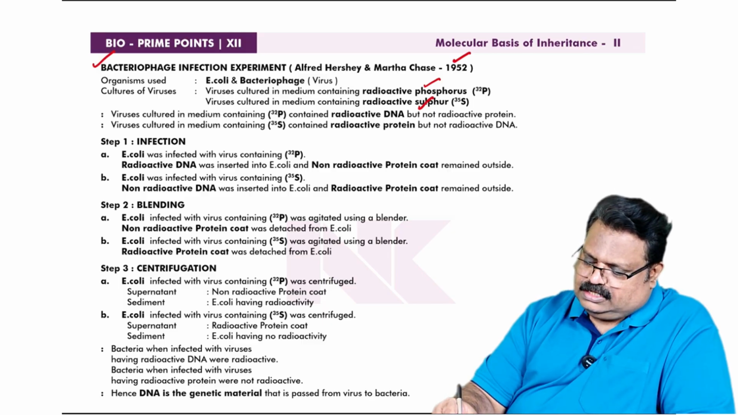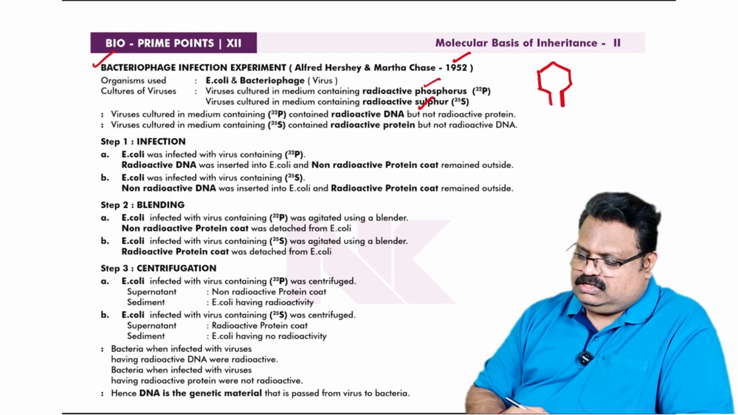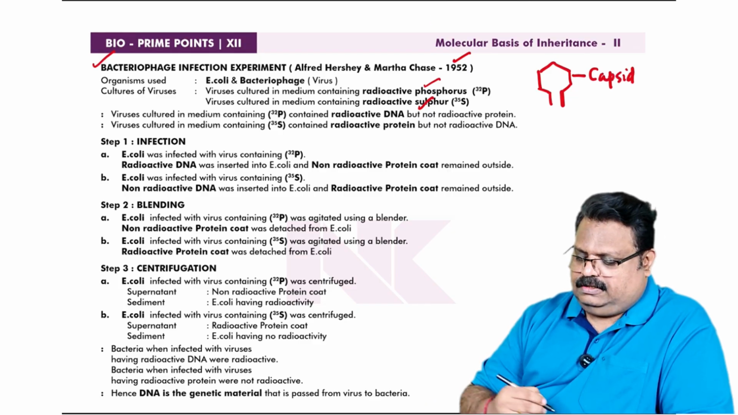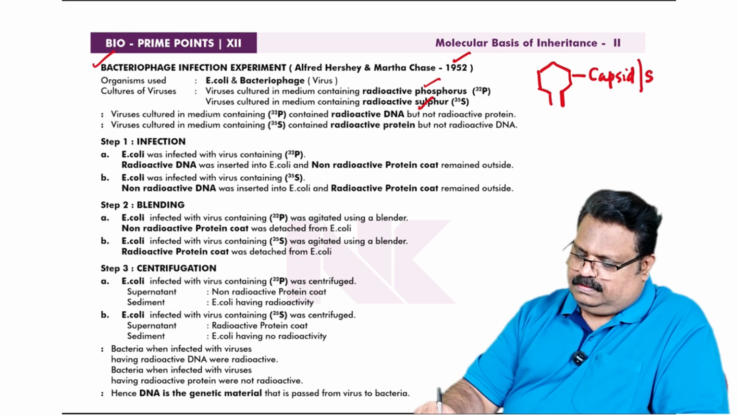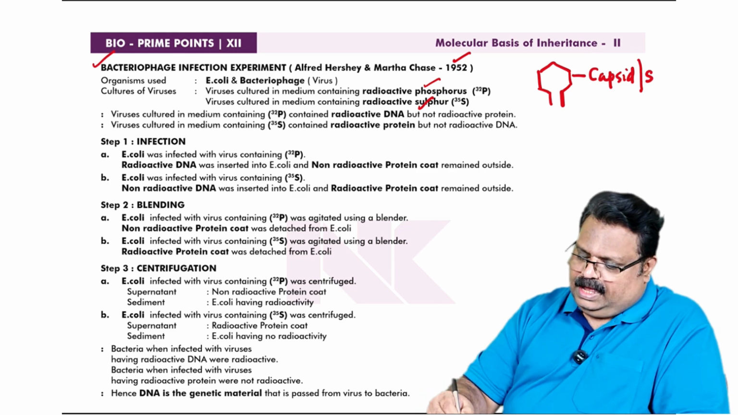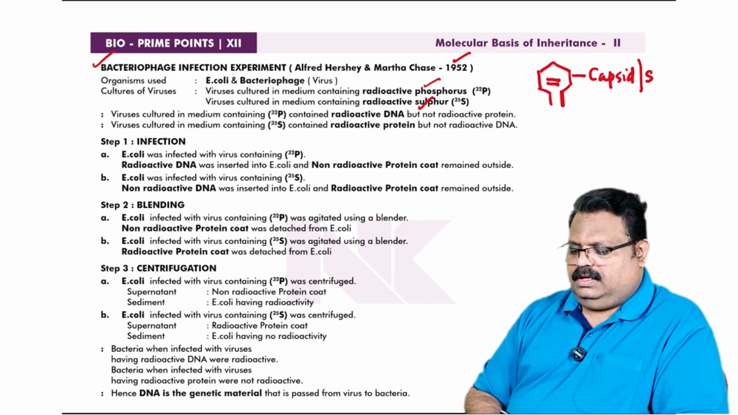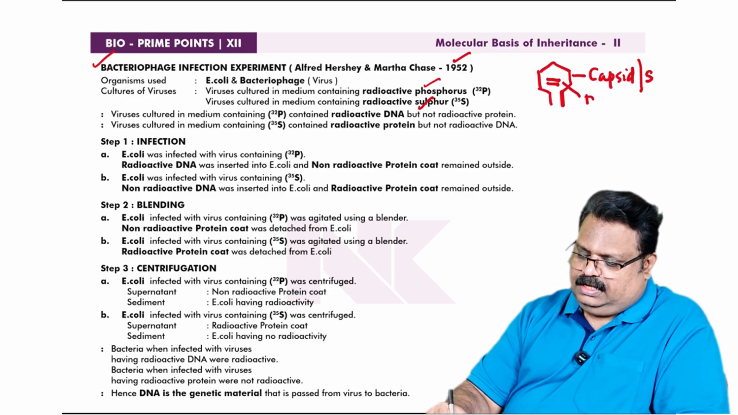In the case of a bacteriophage virus, you can see its body consists of two types of structures. There is a protein coat, called a capsid. The capsid contains sulfur. And inside the capsid there will be the genetic material called DNA. The DNA contains phosphorus.